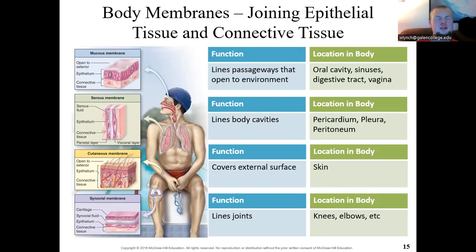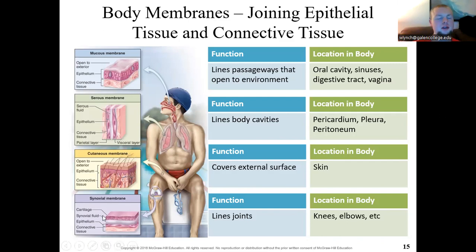Serous membranes, those are going to line bodily cavities. So we see a serous membrane here around the lungs. This is known as the pleural cavity. If it's surrounding the heart, it will be known as the pericardial cavity. Function of a cutaneous membrane, cutaneous being a layer of connective tissue. Here we find a cutaneous membrane known as the dermis. The dermis is the deep layer of the skin.